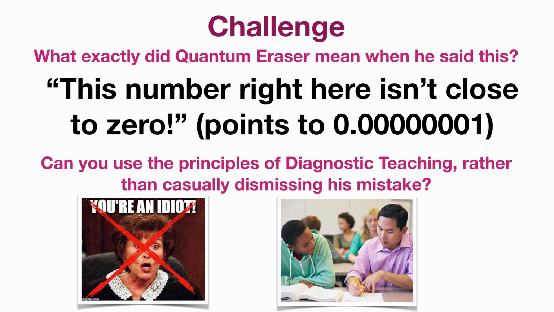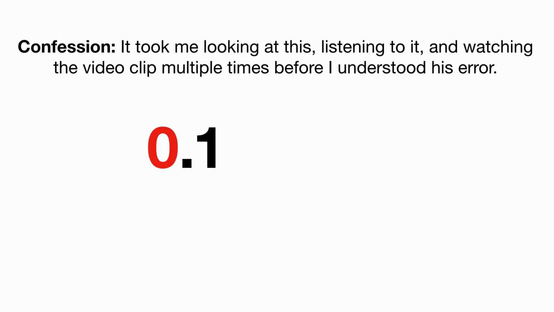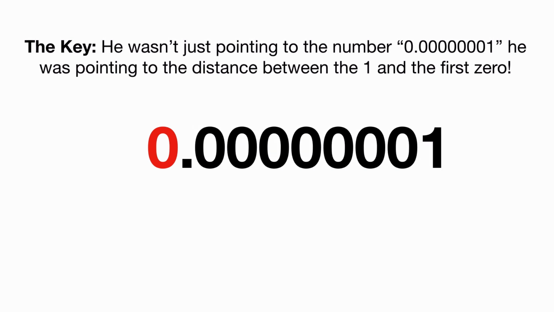The student has made a mistake. What was the mistake the student made? So there's your challenge. And I will confess, it took me multiple times of watching that video. I was making this presentation, so I had to watch it over and over and over again. And it finally hit me what his mistake was. He wasn't just pointing to the number. He was pointing to the distance between the red 0 and that 1.